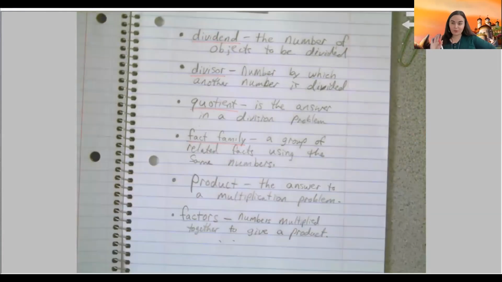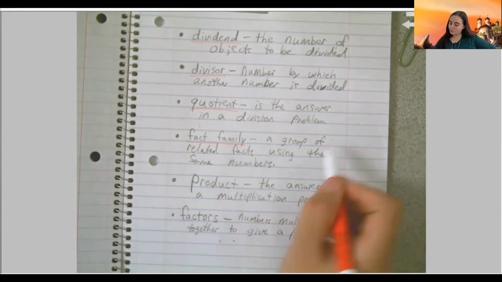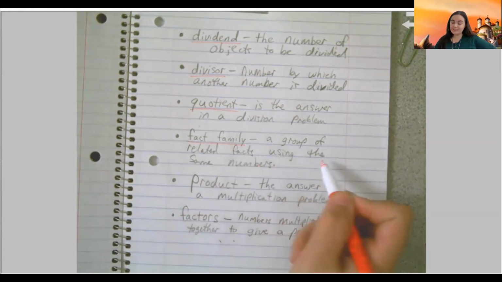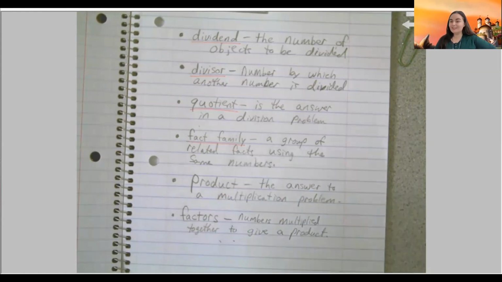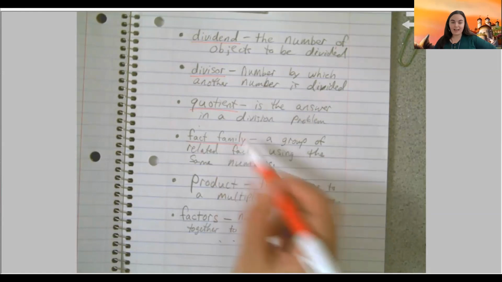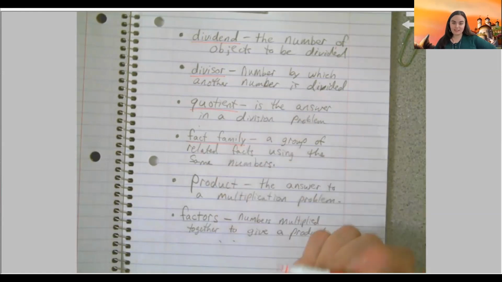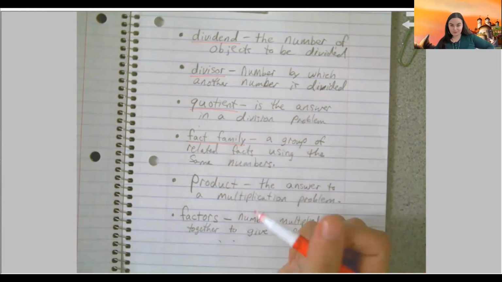Then we have a fact family. And by the way, don't worry if you need to pause the video, you can at any point, but we're just going to go through them really quick. So a fact family is a group of related facts using the same numbers. So again, that 10 times 3 equals 30, or 30 divided by 3 equals 10, the ones we just saw in the visual learning, help us with that fact family. Okay, group of related facts using the same numbers.